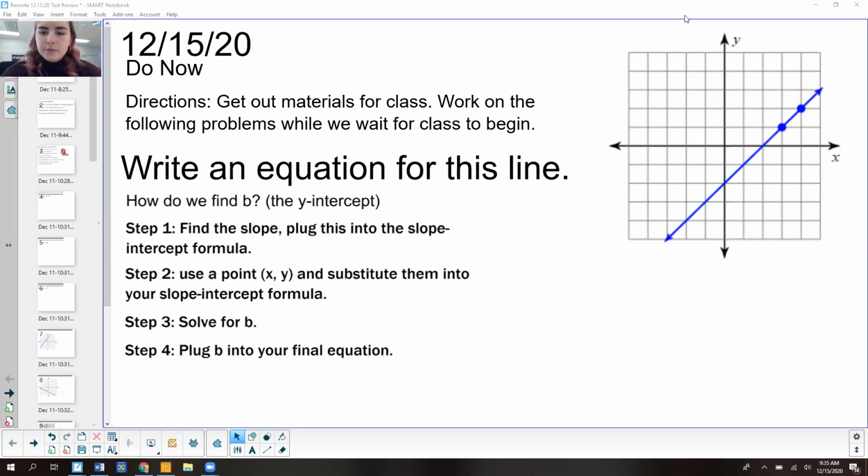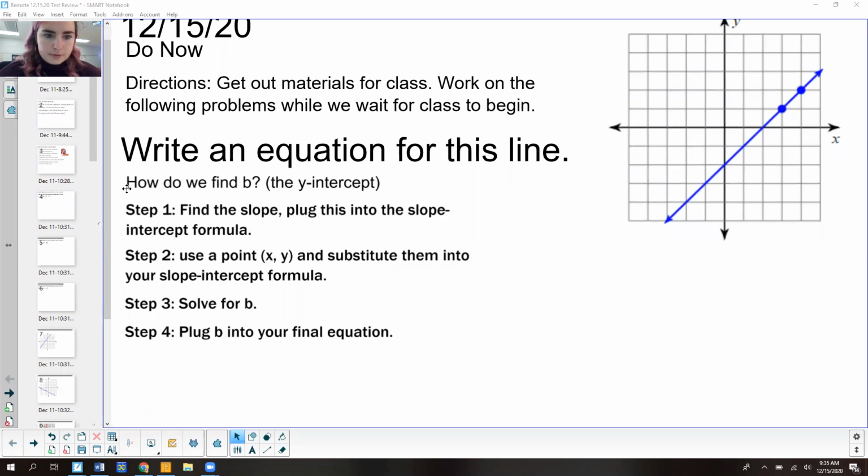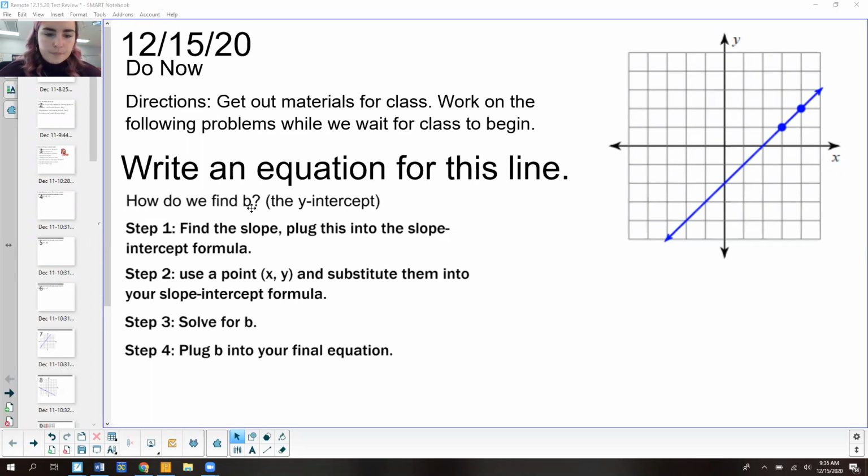We've got this problem that we're working on. It says write an equation for this line. So I've got the steps listed out for you. So it says, how do we find b? Remember, we followed these steps all last week. This is literally all we focused on last week.